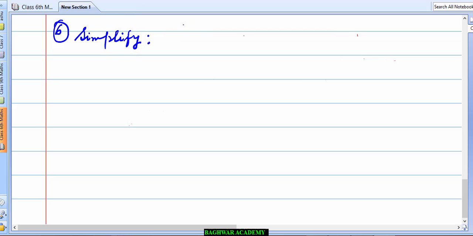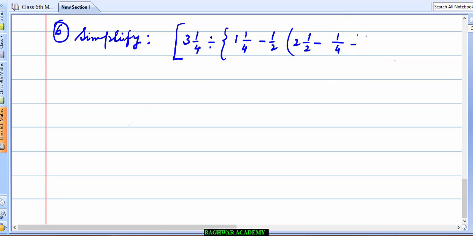Here you see a big bracket open, then you have 3 whole 1 by 4 divided by a curly bracket open, and then you have 1 whole 1 by 4 minus 1 by 2, and then you have 2 whole 1 by 2 minus 1 by 4 minus 1 by 6. And here you have a bar, and then the curly bracket closed and the big bracket closed. So watch properly and try to understand how it is to be solved.